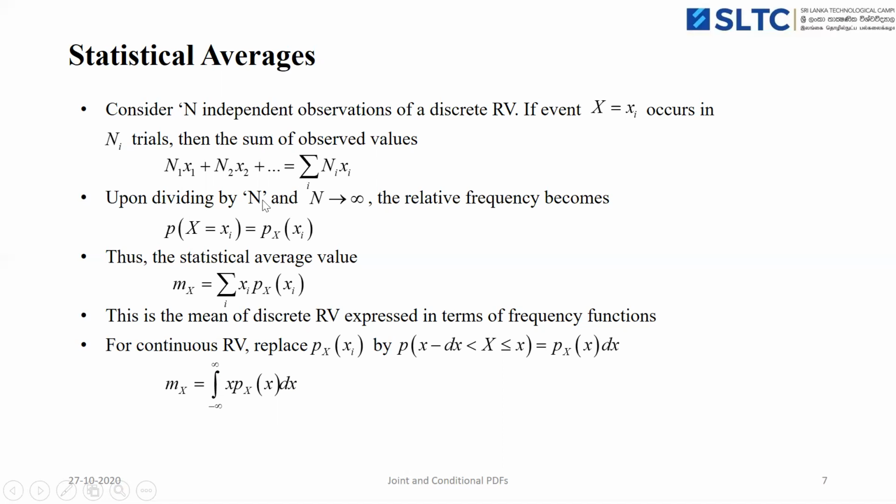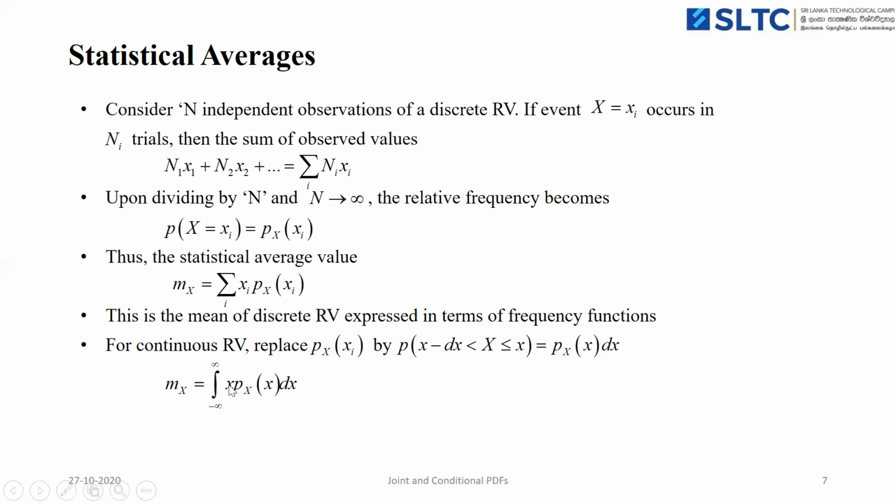The capital N is the total number of trials. If N tends to infinity, then we can say that the relative frequency becomes the probability of the event P(X = xi), which is equal to the frequency function or PDF, p_X(xi).